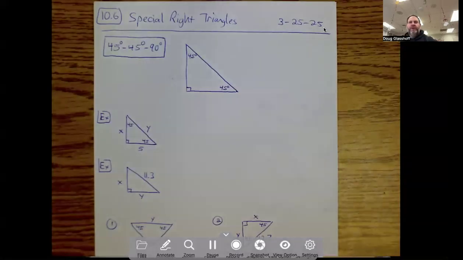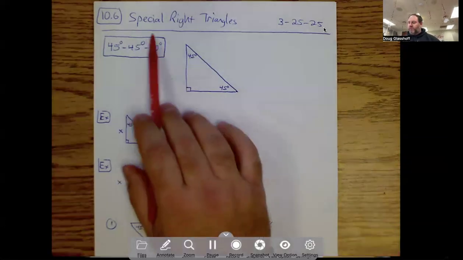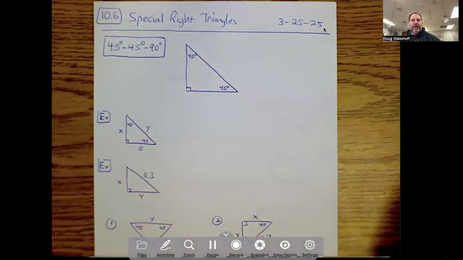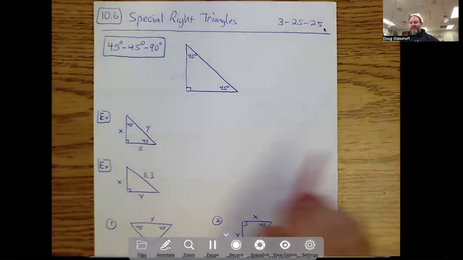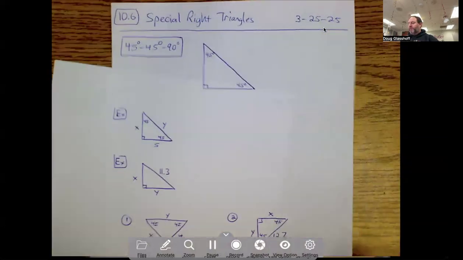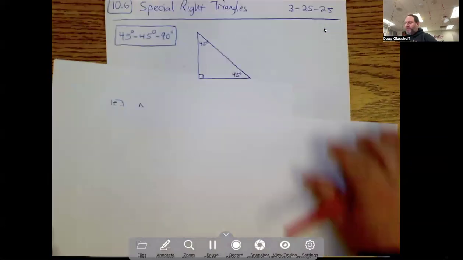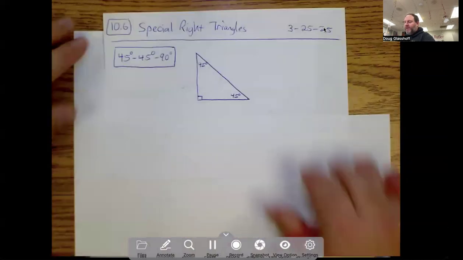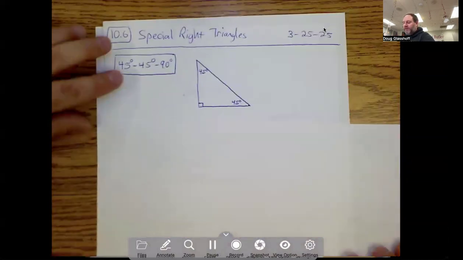Okay, seventh grade. We are going to be looking at section 10.6 today. As you can see from the title of the section, we have special right triangles. In my opinion, all triangles are great. These are special right triangles. You can see by the name that they give them, they're going to name them by the angles. And that's going to help us determine some sides without knowing as much as we would have in other cases.